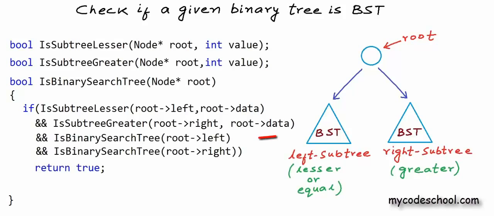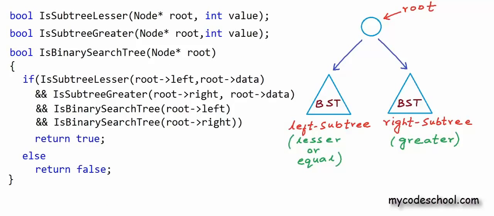I have made a recursive call to isBinarySearchTree function passing it the address of the left child, and I have made another call passing the address of the right child. And if all these 4 function calls, isSubtreeLesser, isSubtreeGreater, and isBinarySearchTree for left and right subtrees return true, if all these 4 checks pass, then our tree is a binary search tree. We can return true, else we need to return false.